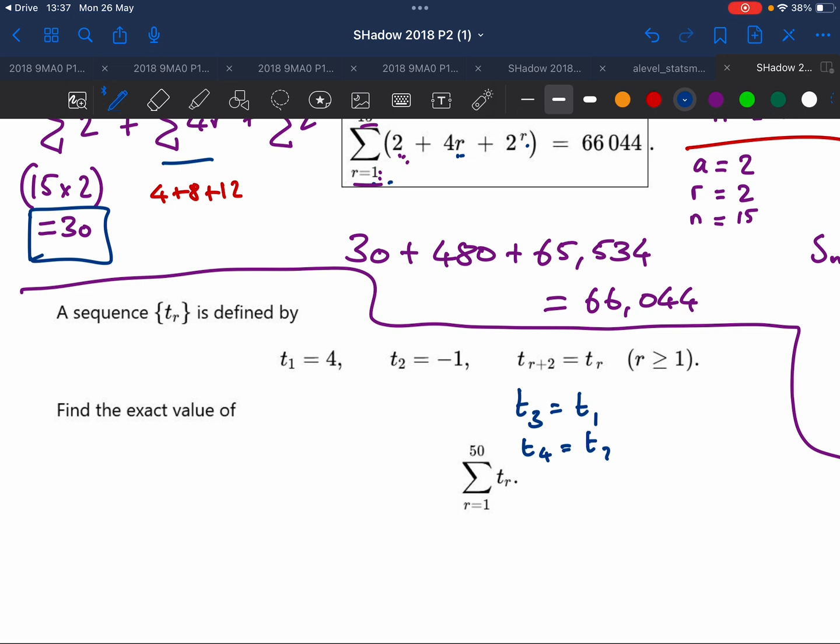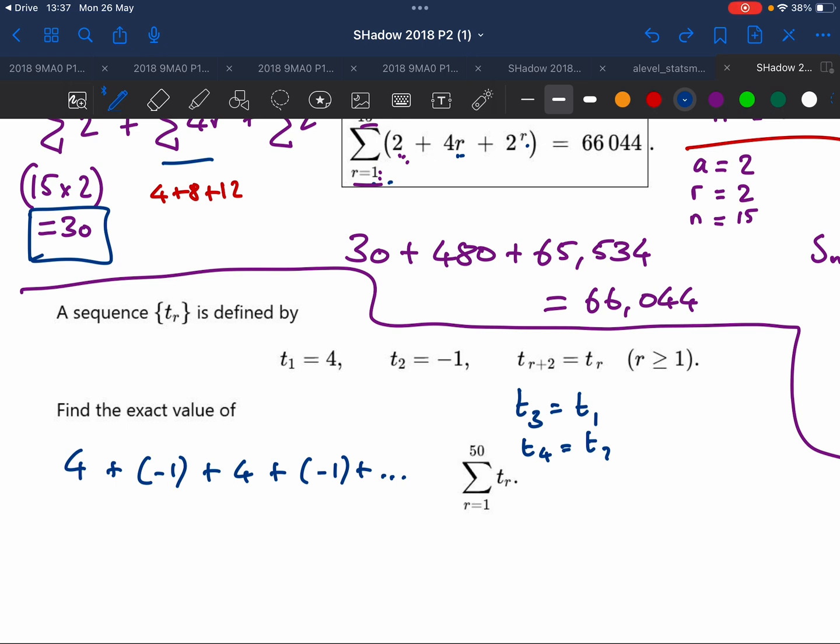So what's going on in this series is it's not geometric, it's not arithmetic, anything like that. It's just a sequence that goes 4 plus a -1 plus a 4 plus a -1, okay, and so on. That's all it's doing. So sometimes on these kind of questions, you have to spot that there's a pattern, and this is an example of that.